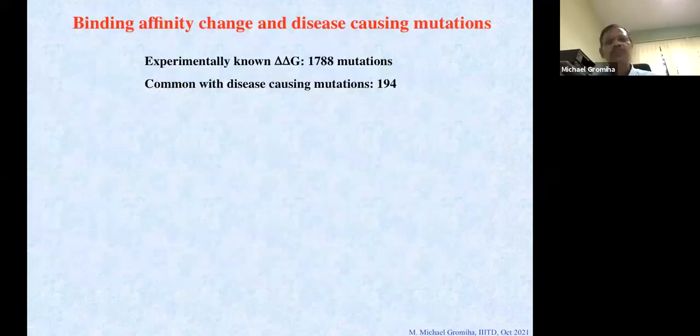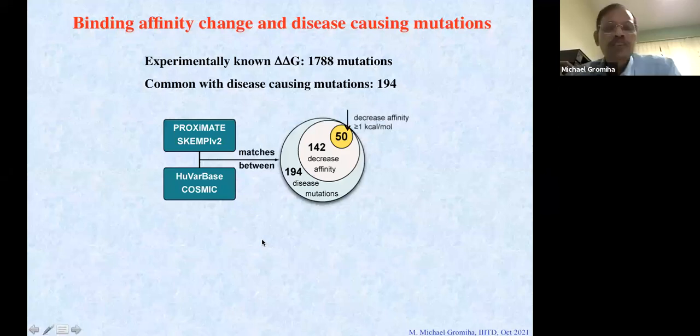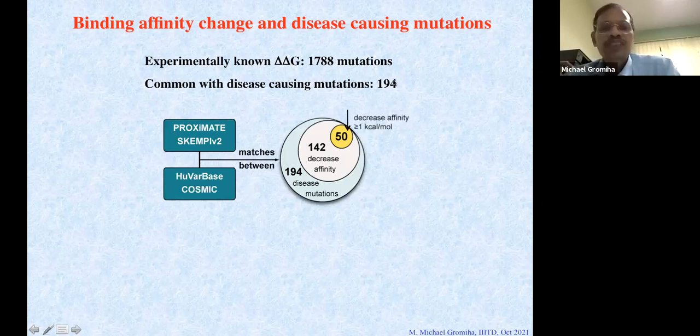Okay. So then we try to analyze the binding affinity change with the disease causing mutation. We got the known delta delta G, about 1,788 mutations, and we collected the disease causing mutations from the FireBase. This FireBase is the database we developed in our lab, and we also use ClinVar databases. Here we compare this 1788 with the known disease causing mutations, and we got only 194 matches.